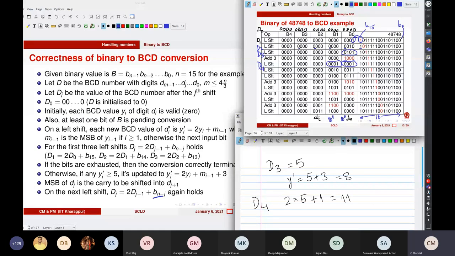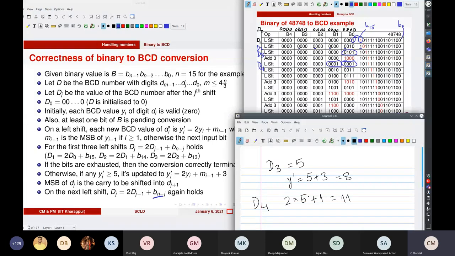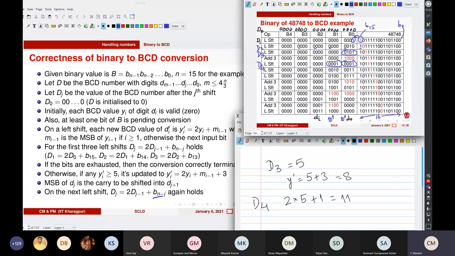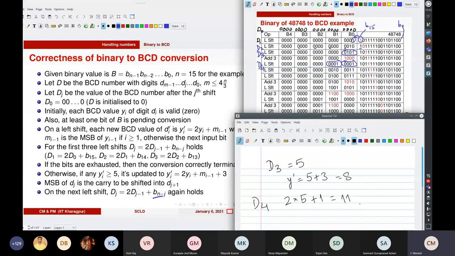But what is happening is, if you look at this, this relationship is holding. Here it was 5. So now the value has become 2 times 5 plus 1, so the value is 11. All right, the value is 11, and that is what you're seeing.